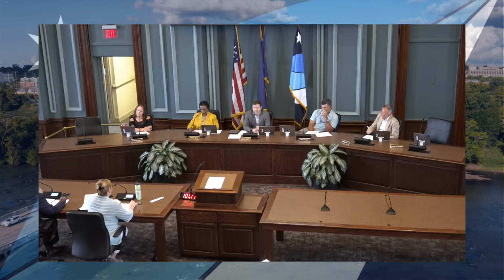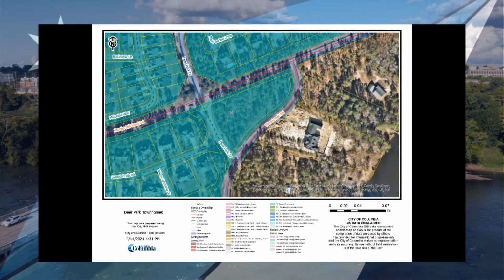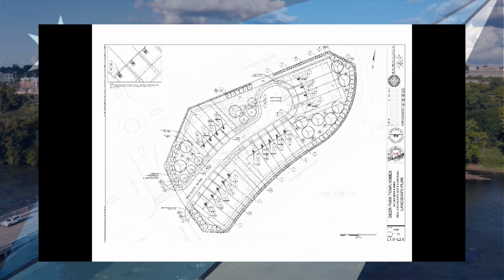All right. Keep going. The next case is S-Plat 2024-0043, plus or minus 2.22 acres, block bounded by Deer Park Drive, Jacobs Mill Pond Road, and Wood Creek Road. Request preliminary plat approval for the construction of an 18-lot townhome subdivision, the Deer Park Townhomes. The property is currently zoned PD in the Wood Creek Farms Plan Development.